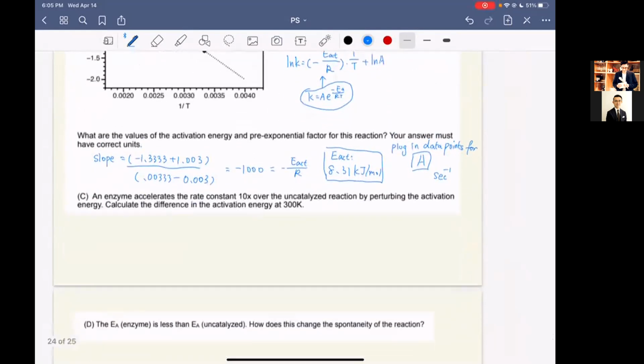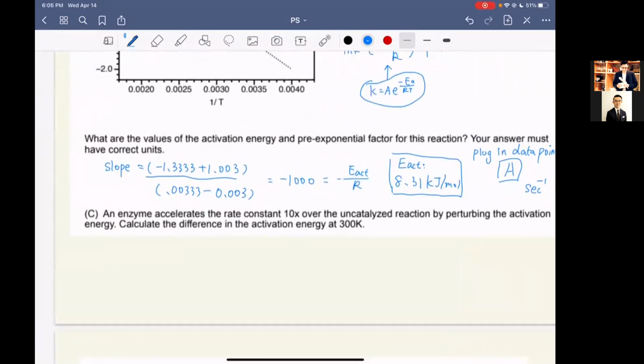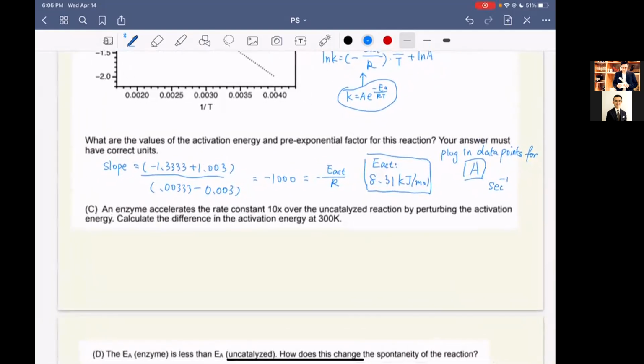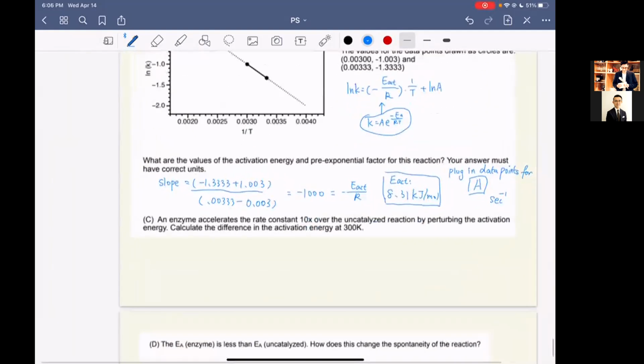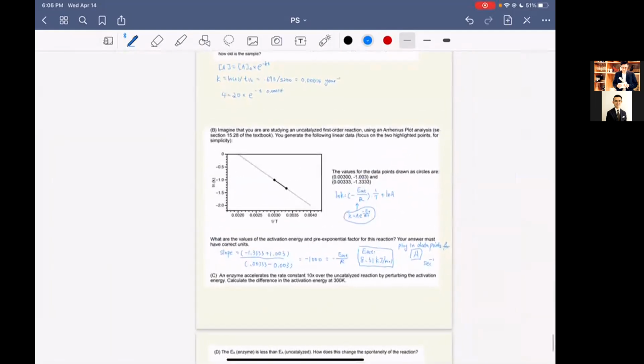I'm going to go to 2c right now. We have an enzyme that accelerates the rate constant to 10 times that of the uncatalyzed reaction by perturbing the activation energy. Calculate the difference in the activation energy at 300 K. First, let's calculate the rate constant for the uncatalyzed reaction at 300 K. We can just plug the data points into the first-order integrated rate law.